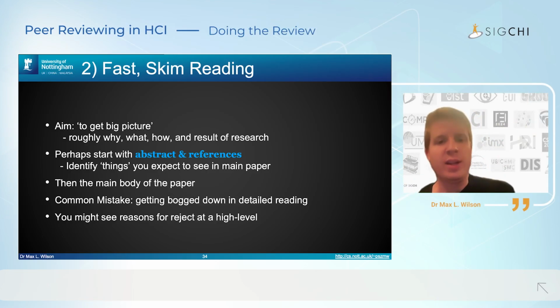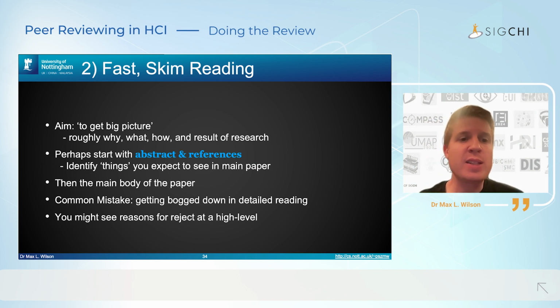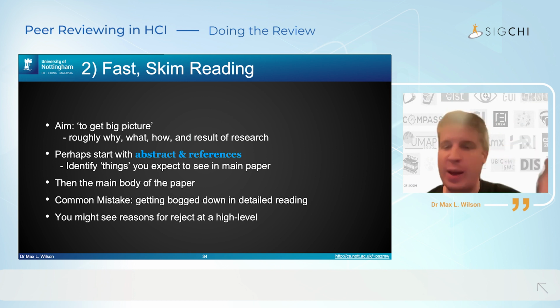So this fast skim reading, let's talk about that. This is really to get the big picture, to understand roughly why they did the work, what they've done, how they've done it, and what the results were, as quickly as possible to establish that understanding. I often start by reading the abstract and then looking at the references just to see what it's all about, and then start to think about what I'm expecting the rest of the paper to say, to see if it all lines up.